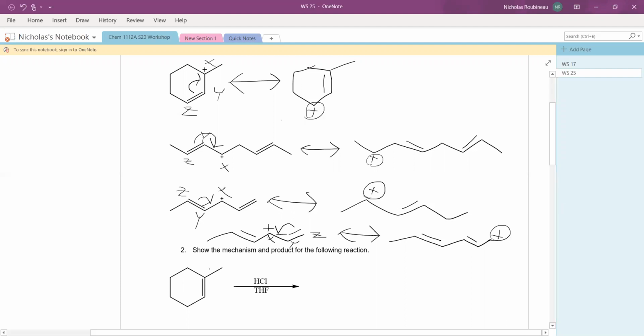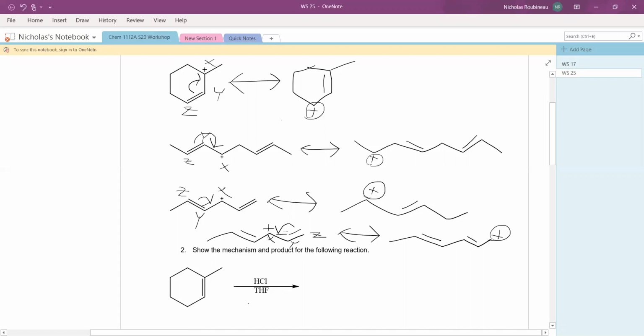And I also asked you to draw the mechanism for the HCl reaction with the double bond, which will be relevant on Thursday in your final, so it's good to know. Can anybody describe the first step of this to me? Okay, it might be hard to put into words. Describing the mechanism for number 2.